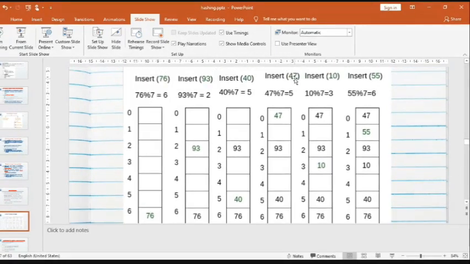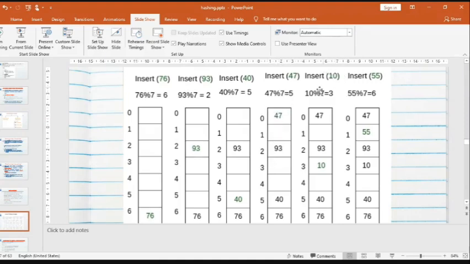We cannot place 47 at the 5th location because the 5th location is already filled. So you have to search from the next position onwards. Next position onwards means this hash table is a circular one. So after 6, there will be 0. After 40, the next location is already filled, so after 6, the next index is 0. The 0th index is free, so 47 can be placed at this location.